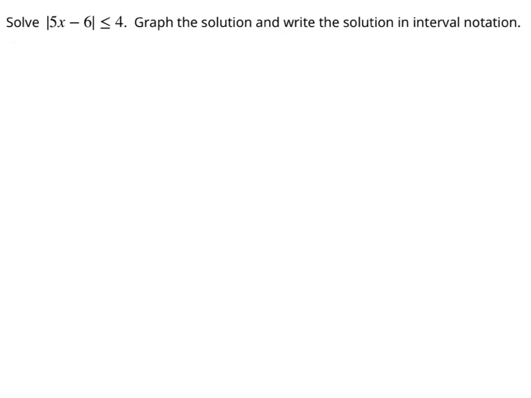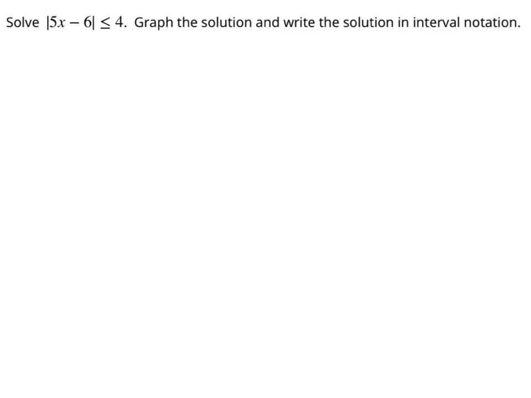All right, so let's look at some examples. The first example says, solve the absolute value of 5x minus 6 is less than or equal to 4. Then we have to graph the solution and write the solution in interval notation. So this is less than or equal to. The absolute value of something is less than or equal to 4. That means the thing inside the absolute value is squeezed in between -4 and +4, because that distance from 0 is less than or equal to 4.